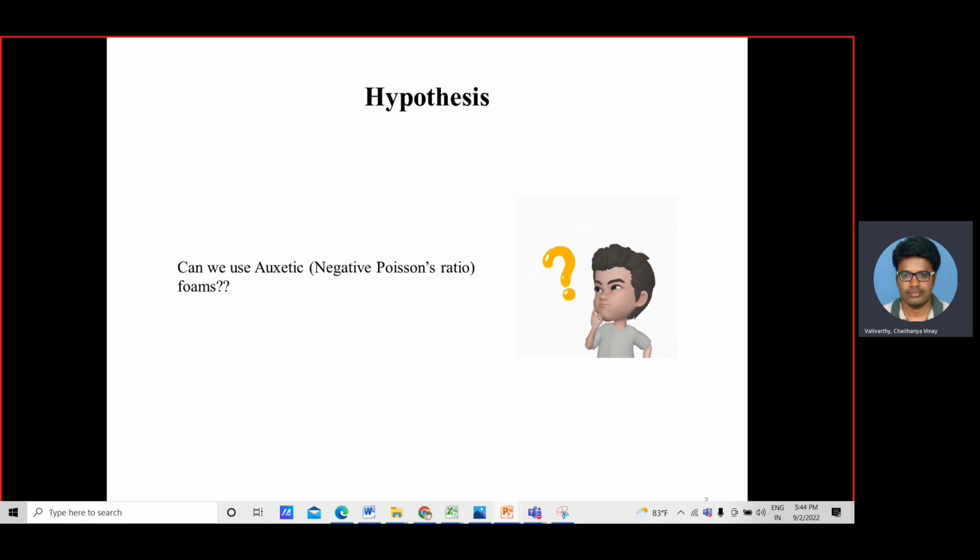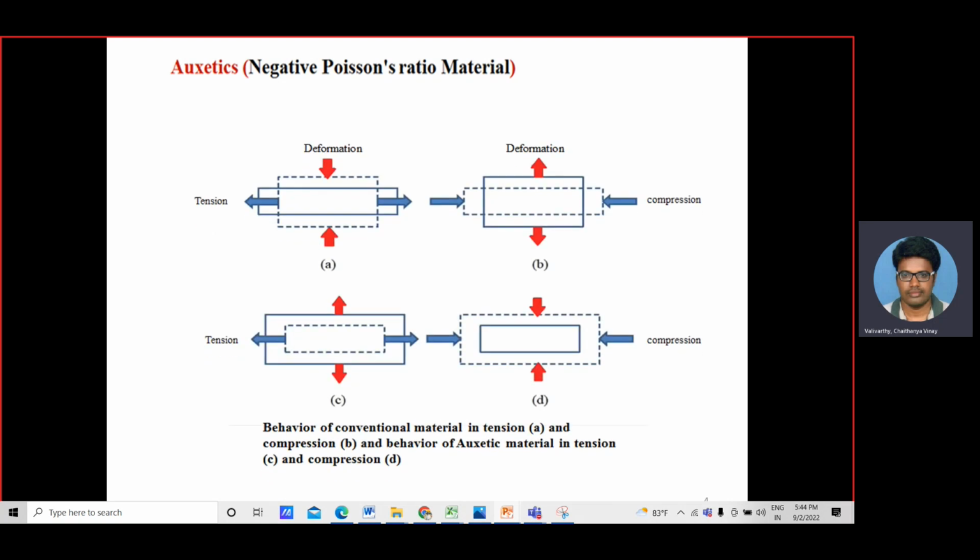So first, auxetic foams. What is auxetic? It's a Greek word, and it refers to negative Poisson's ratio foams. Any normal material, when we stretch it in one direction, reduces its thickness in the lateral direction. But auxetic foams, when we stretch in the tensile direction, expand in the lateral direction, which is very strange behavior. So let's see why it is like this.